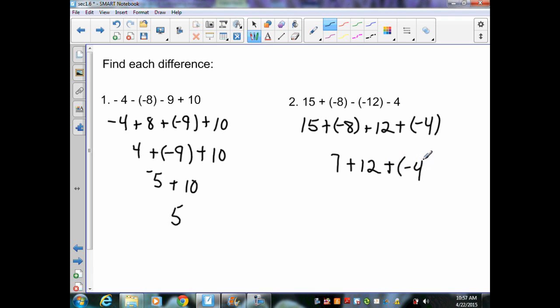plus a negative 4. 7 plus 12 is 19. Since they're the same sign, I combine them. Again, I have 19 plus a negative 4. And 19 plus a negative 4, different signs subtract. Use the sign of the larger. 19 minus 4 is 15. 19 is bigger than 4, therefore it is positive.